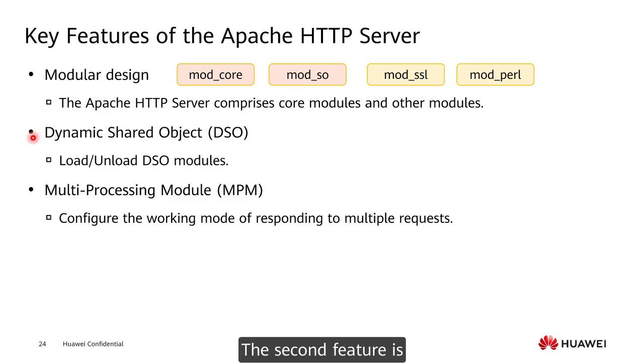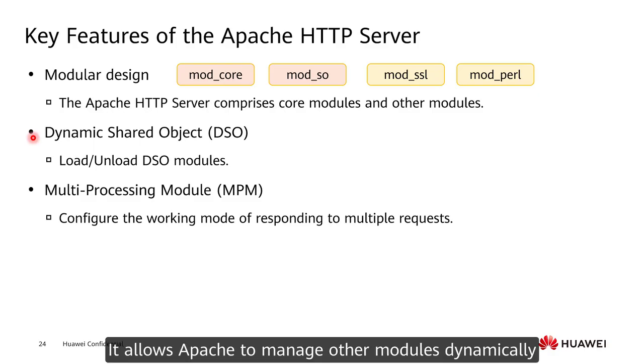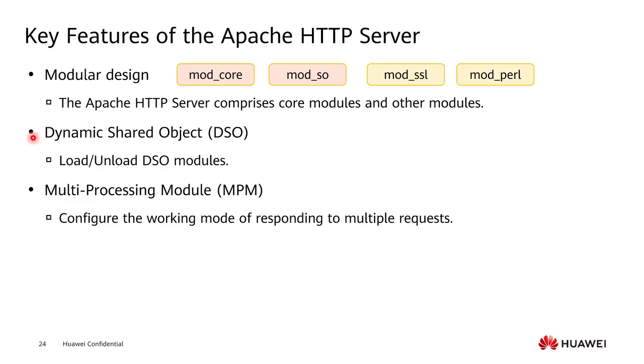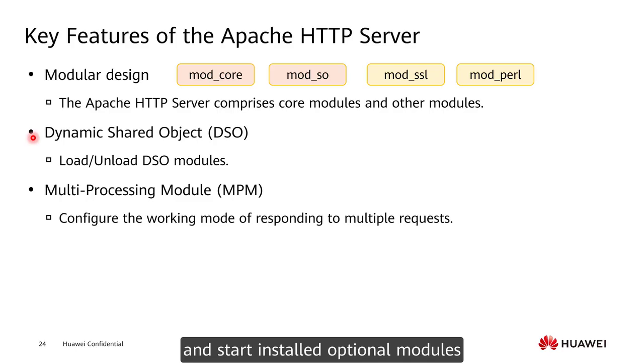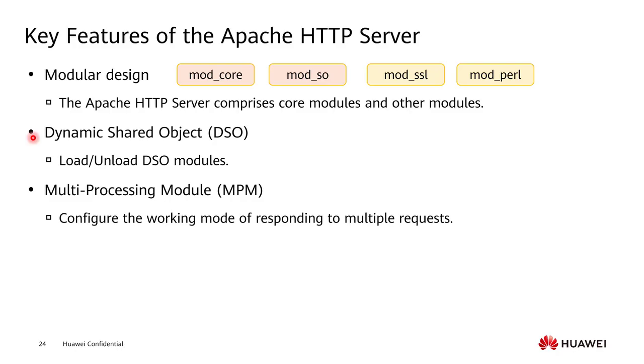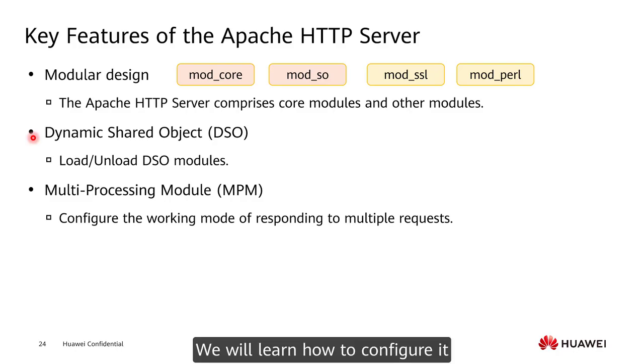The second feature is Dynamic Shared Object, DSO for short. It allows Apache to manage other modules dynamically, that is, to stop and start installed optional modules without restarting the Apache services. These features improve the flexibility and extensibility of Apache. We will learn how to configure it in the subsequent practice.